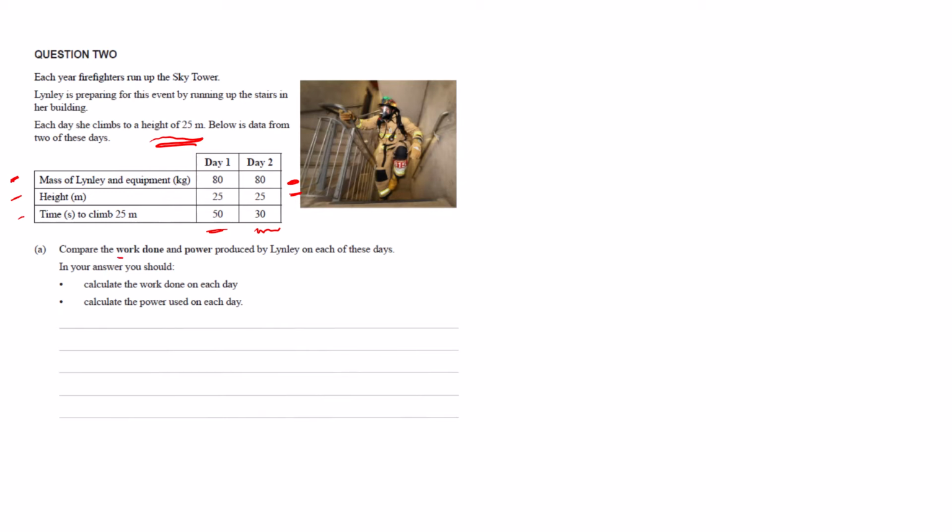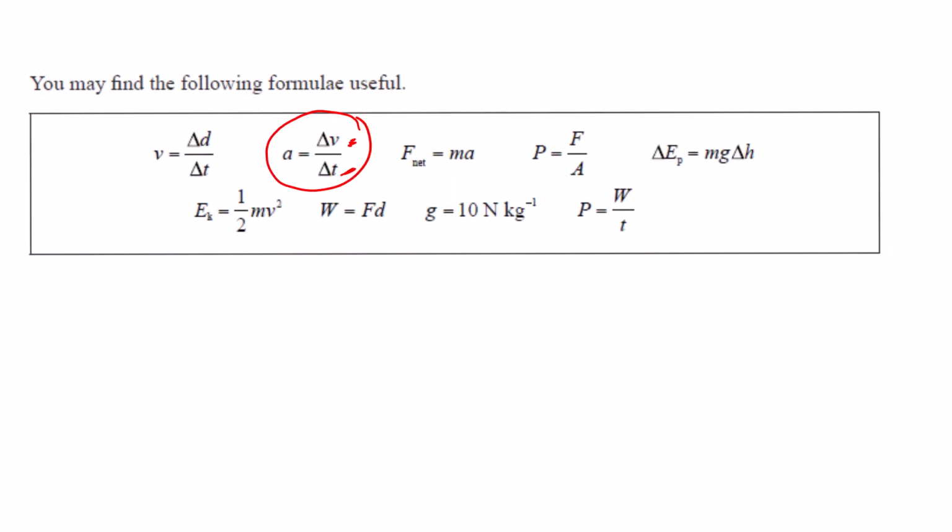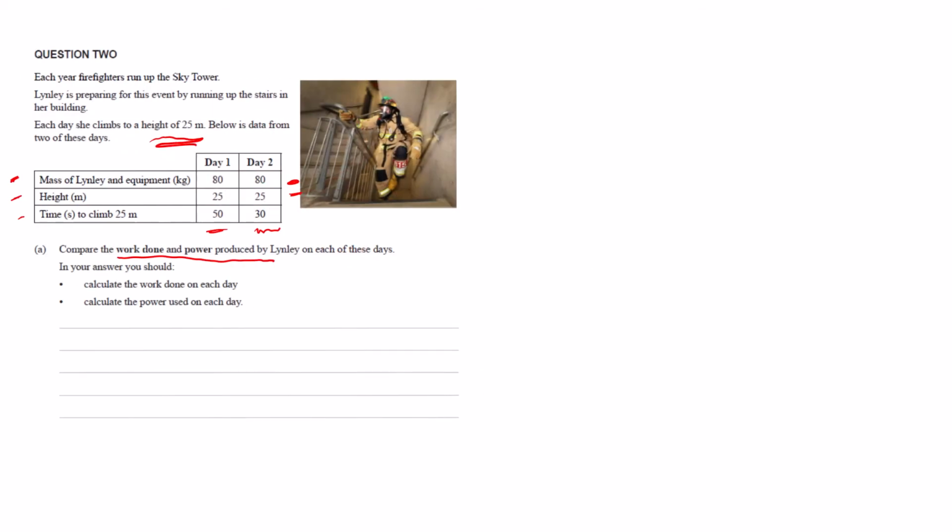Compare the work done and power produced by Lindley on each of these 2 days. So for that, we'll have a look at our equations, and we see work done is force times distance, and power is equal to work divided by time. So there's the 2 equations we're going to use at the moment. So calculate the work done on each day. So let's have a look at day 1.